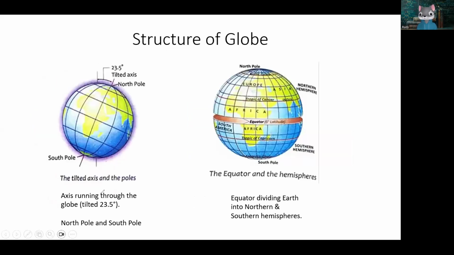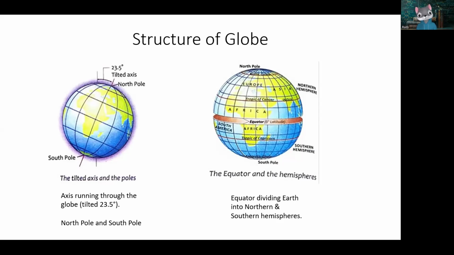So now we will learn the structure of the globe. The globe has an axis on which it moves. The axis is an imaginary line, which is not straight but actually tilted. Its tilt is 23.5 degrees, and it is vertical.